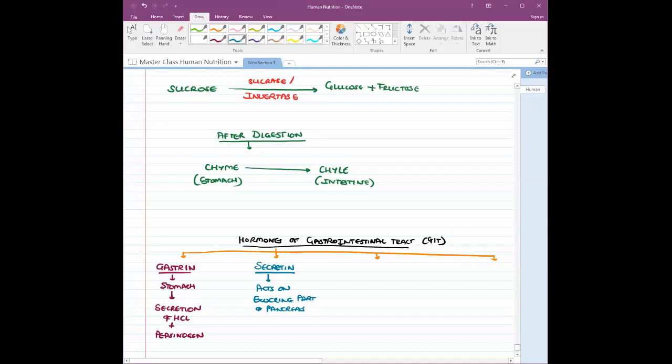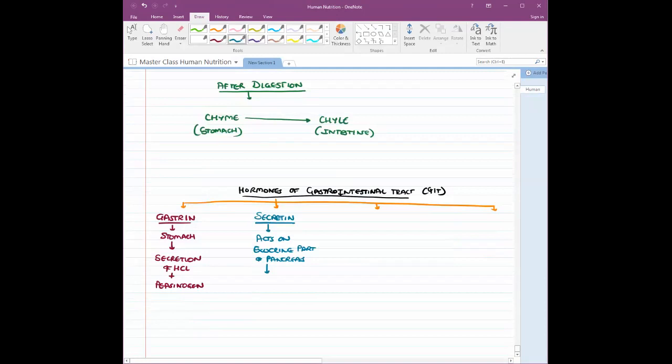Now when it acts on the exocrine part of the pancreas, what is it going to do? It helps in the secretion of NaHCO3, sodium bicarbonate. First, it helps in the production of sodium bicarbonate, and at the same time, it helps in the formation and release of pancreatic juice. So two things, guys: it helps in the secretion of NaHCO3 and helps in the secretion of pancreatic juice.